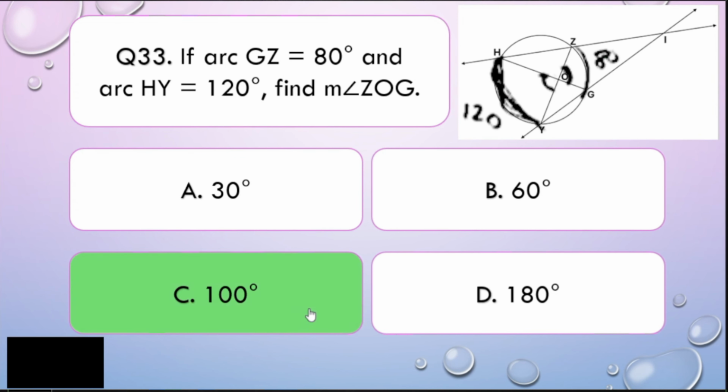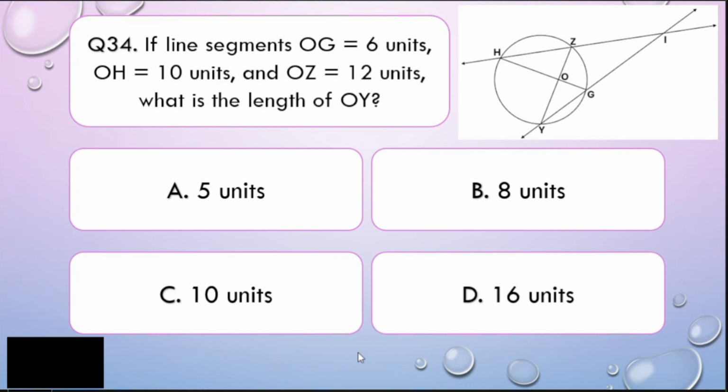Now, let us go to question number 34. If line segment OG is equal to 6 units, OH is equal to 10 units, and OZ is equal to 12 units, what is the length of OY? Is it A, 5 units, B, 8 units, C, 10 units, or D, 16 units? I'll give you 5 seconds to think about your answer.